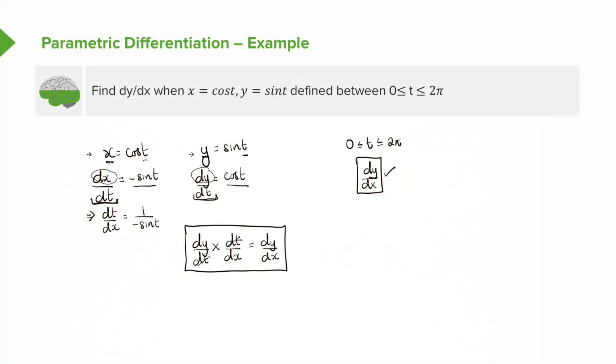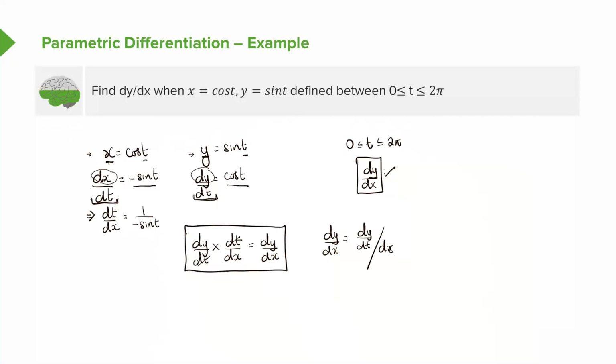Some textbooks also like to define this as dy by dx equals dy by dt divided by dx by dt. So in this case, you don't really have to flip the fraction. Just write them the same way.